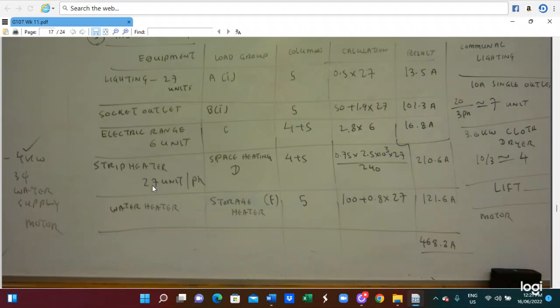Straight water heater is 27 units per phase. So space heating, this is load group D, column 4 and 5. So the formula is 2.5 into 10 power 3 into 27 divided by 240 multiplied by 0.75. You get 210.6.